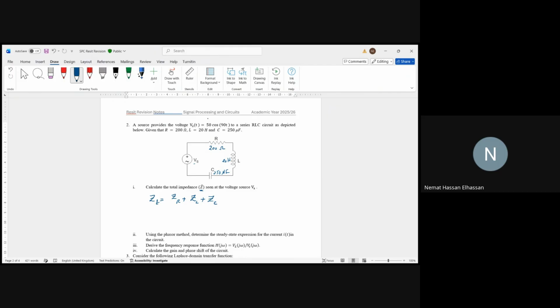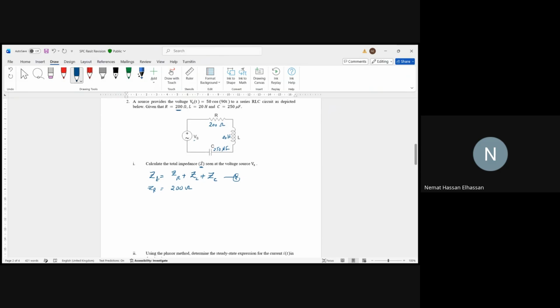ZR is given. ZR is equal to 200. So let's just call this formula star. ZR is equal to 200 ohms. And then let's evaluate ZL and ZC. So ZL is equal to j omega L. We already know L is 20 Henry.